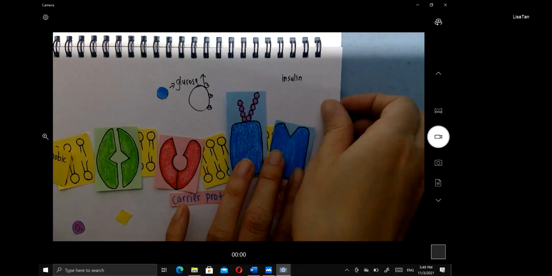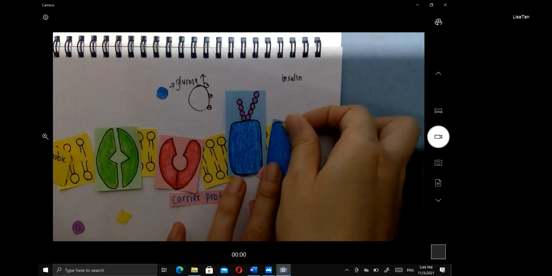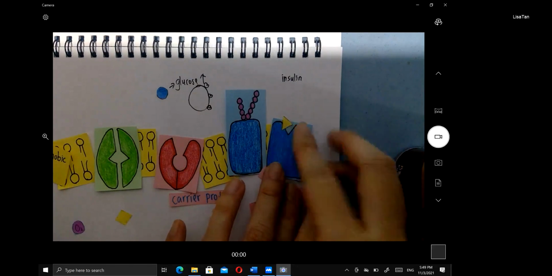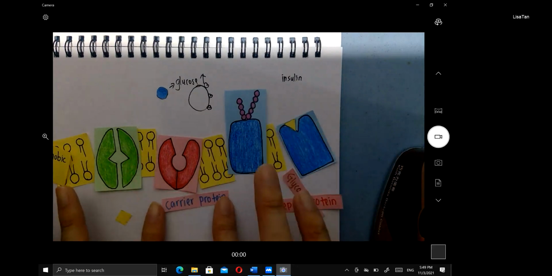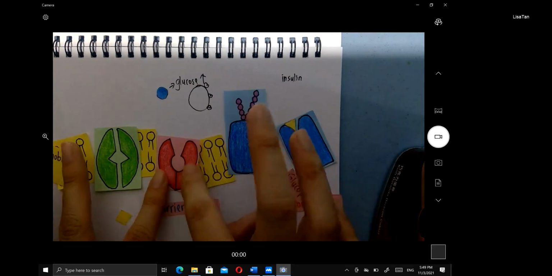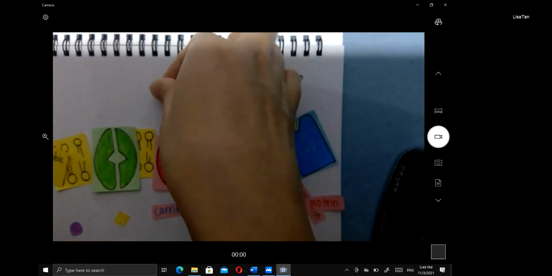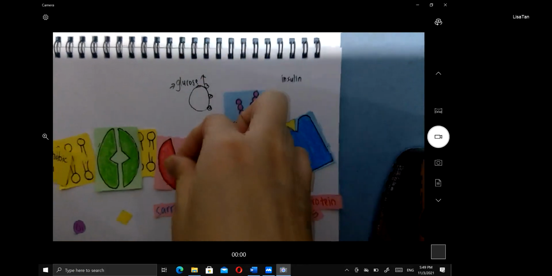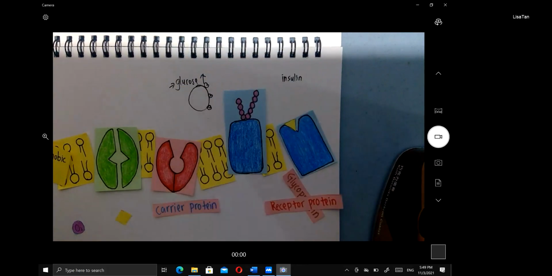Can it bind to other places? No, no. It will bind here. Once the insulin molecule binds to the receptor protein, it will open the channel for the carrier protein for the glucose. Just after your lunch, your glucose concentration is high in your blood, so the glucose can bind to the specific site of the carrier protein and get inside the cell. So the glucose in the blood will decrease. This is a homeostasis mechanism, a negative feedback mechanism which we will learn later.